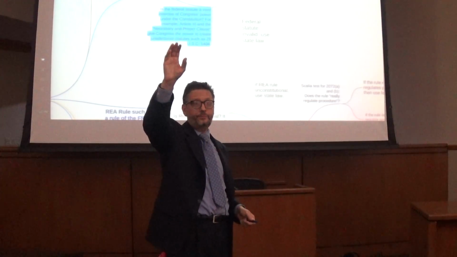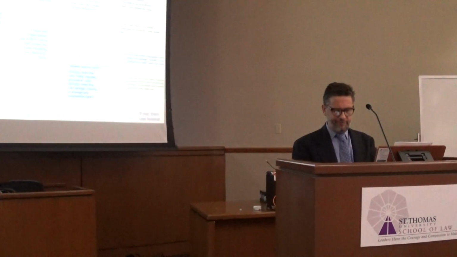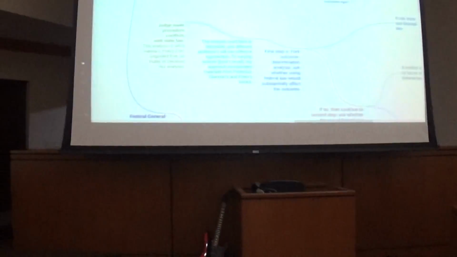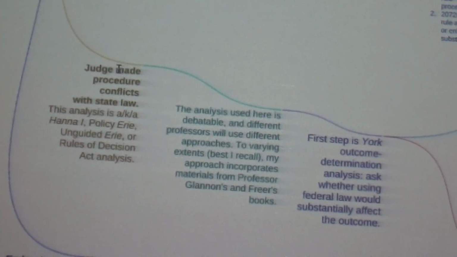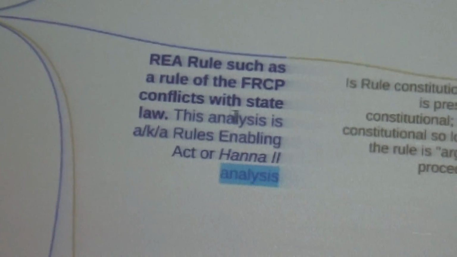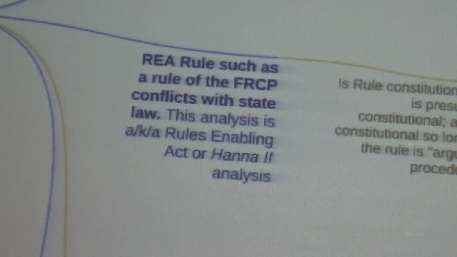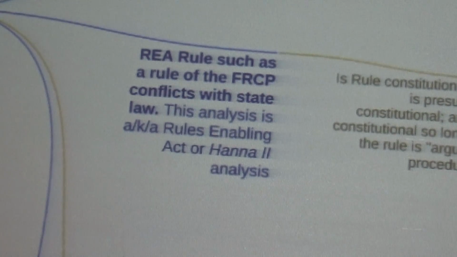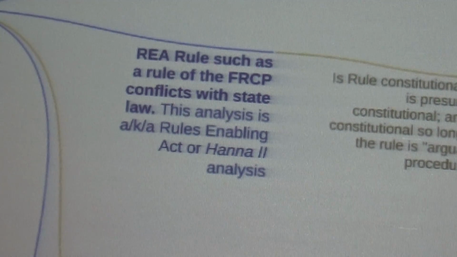All right? The harder cases are when the conflict involves either an REA rule such as an FRCP, or judge-made procedures such as in Hanna Part 2. If you have an REA rule conflicting with state law, that's Rules Enabling Act analysis, also known as Hanna Part 2 analysis. I think a few minutes ago everyone used to call it Hanna Part 1. Okay, REA is Hanna Part 2.